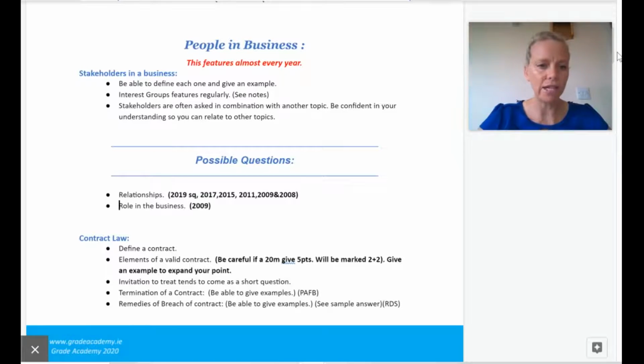The next topic we have is interest groups. Now, this features regularly, and I've given you some notes on this, so just look in the notes section on that. Your keywords are what you need to learn in your interest groups. A group of people come together with a common goal. They lobby the politicians. They have more power. They use boycotts. So those are all your keywords in terms of interest groups.